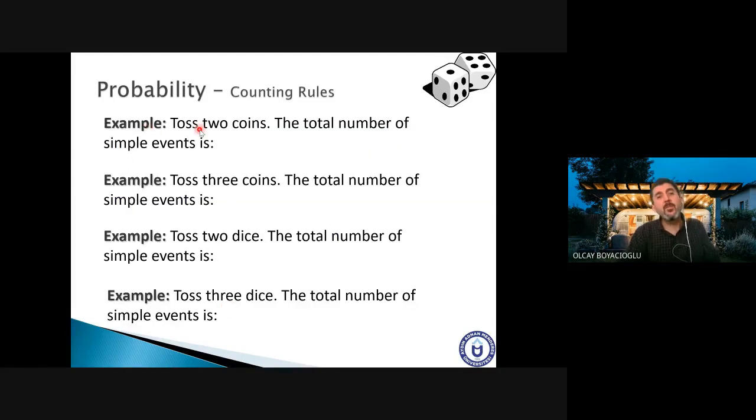For example, toss 2 coins. The total number of simple events is how much? 4, right? Because tossing 1 coin has 2 outcomes. Tossing the other coin has another 2 outcomes. Birinci denemede bozuk parayı attığımızda yazı ya da tura gelebilir. 2 ihtimal. İkinciye attığımızda yine yazı ya da tura gelebilir. İki ihtimal. Dolayısıyla overall we have 4 different outcomes.